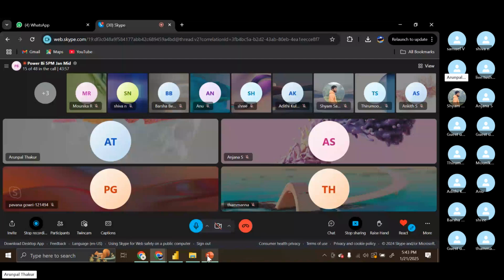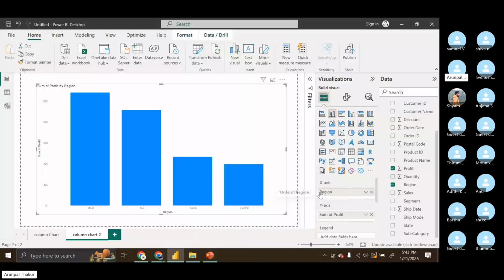So create region, put in the x-axis region and in the y-axis profit. Now one more thing is there, everybody. Here legend option is there.